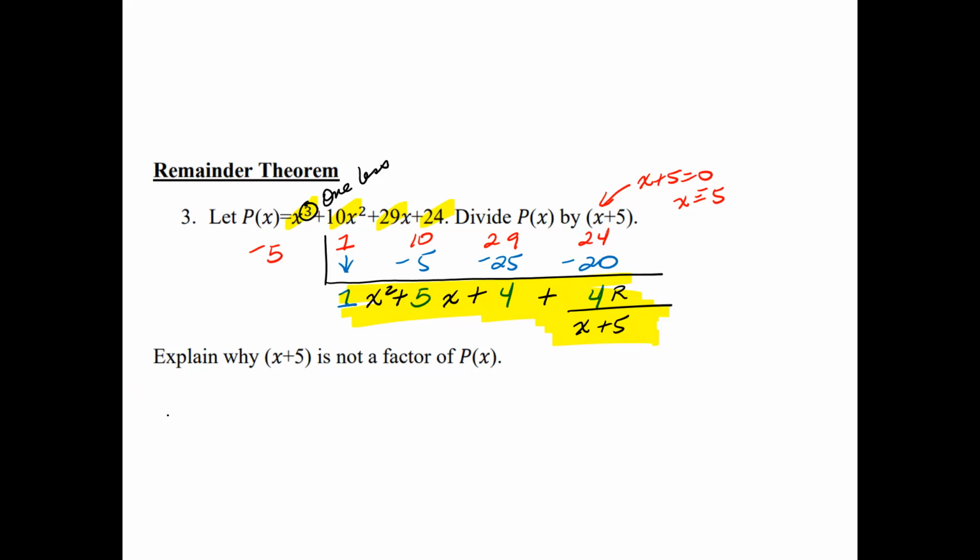So the last part says, why is x plus 5 not a factor of p of x? It's not going to be a factor of p of x because you're left with a remainder. Okay, if you're left with a remainder, that means it doesn't go in perfectly. So it doesn't factor perfectly. If it did factor perfectly, you would not have a remainder. So you could just write that down for the last part.